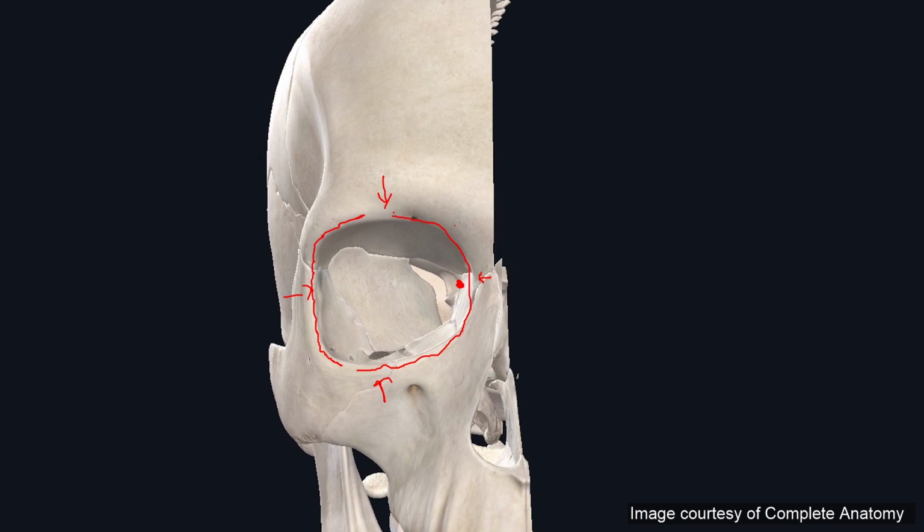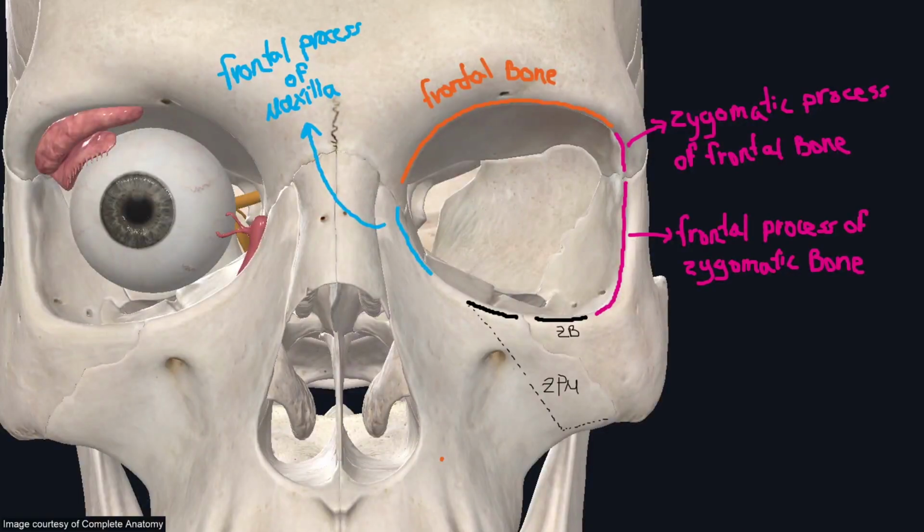And I want to talk about the bones that contribute to them. So in orange, you can see that the frontal bone forms the superior margin. In pink, you can see the lateral margin, and it's formed by the zygomatic process of the frontal bone and the frontal process of the zygomatic bone.